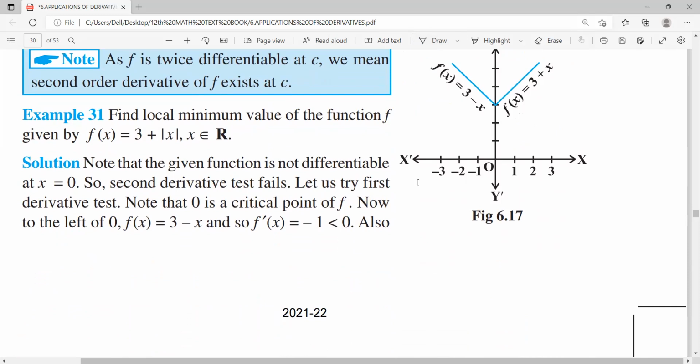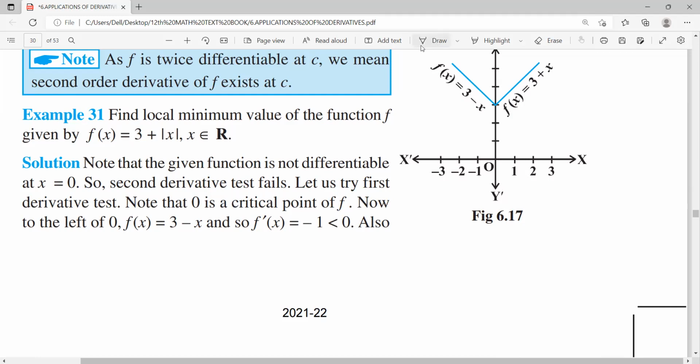Now, question, example 31. Mod x is not differentiable at 0. That means at 0 only it can have a local maximum or local minimum, since f dash of c equal to 0 is okay, or not differentiable is also okay. Here it is not differentiable at x equal to 0, so at 0 only it can have a maximum or minimum. You need to check that.